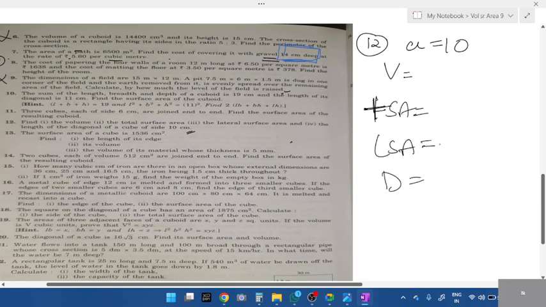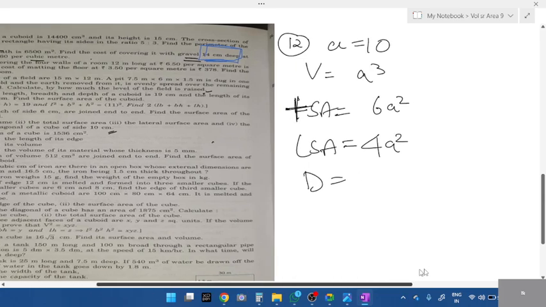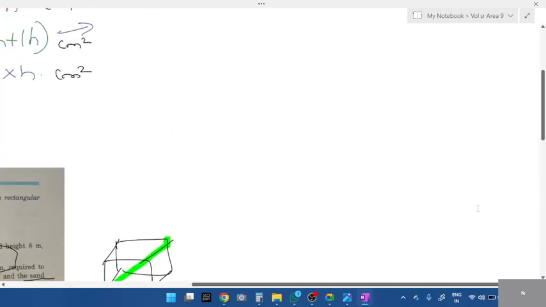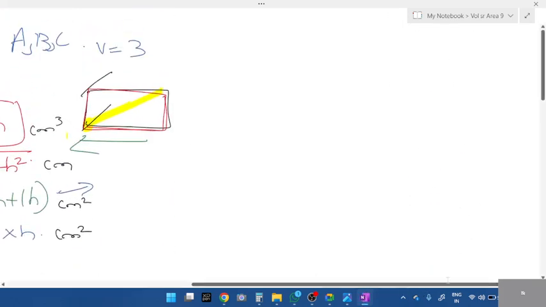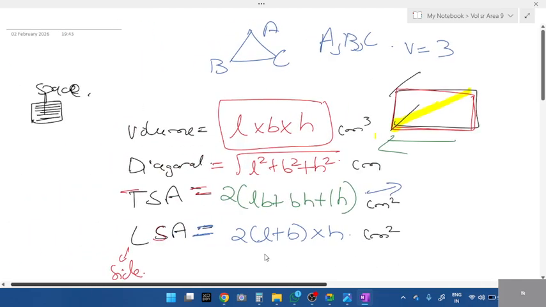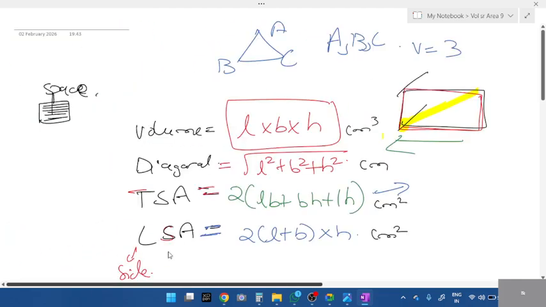Tell me all the formula, students. What is volume of a cube? Total surface area is 6a square. Lateral surface area 4a square. Diagonal, okay, diagonal, what did I give? A root 3, right? What is diagonal of a cube?